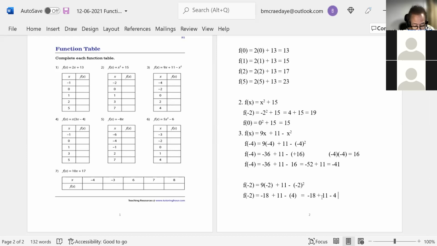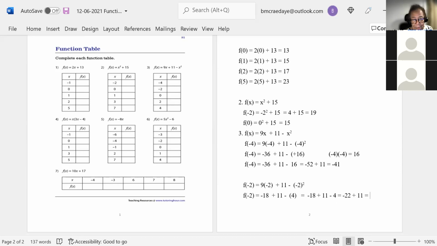So what do you get? 18 plus 4 is 22. And that's plus 22. No, not a plus now. Positive? Because you got minus. Oh, minus, negative. That's right. That would be negative 22 plus 11. And what's that equal to?